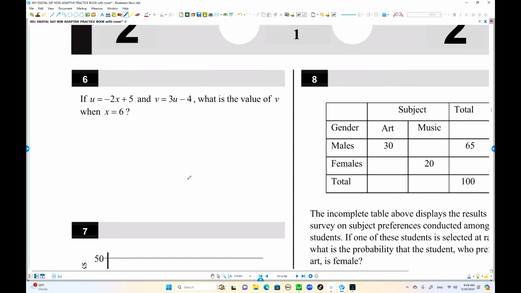Here is number 6. Easy question, right? When x equals 6, put this number in there. u equals negative 2 times 6 plus 5. So negative 12 plus 5 is negative 7. So the value b equals 3 times negative 7 minus 4. So negative 21 minus 4 is negative 25. Okay?